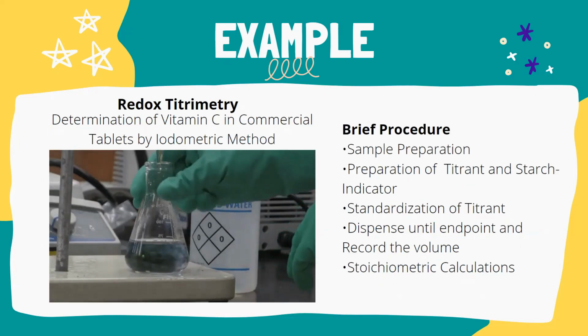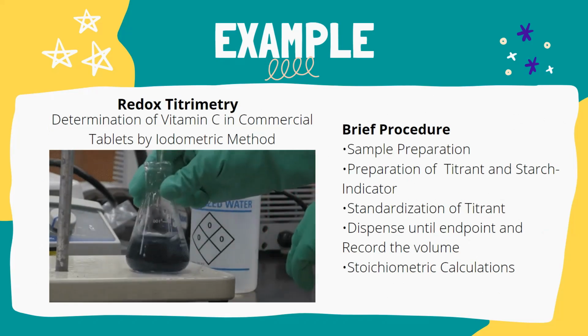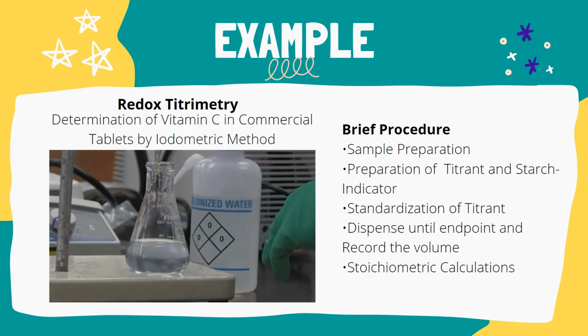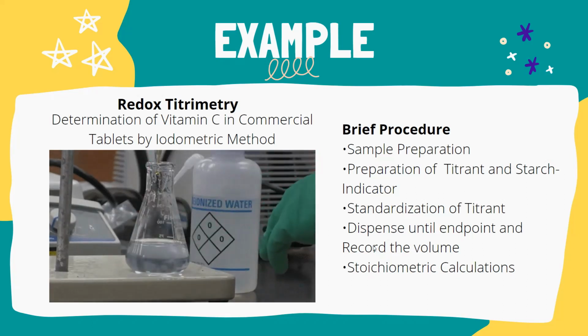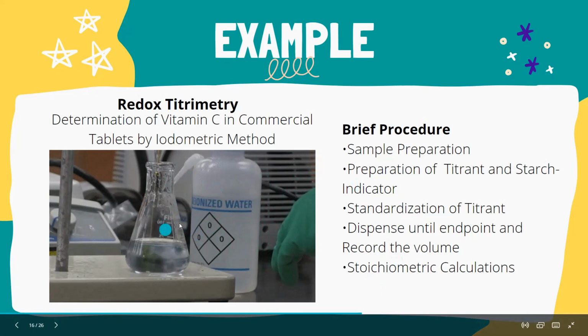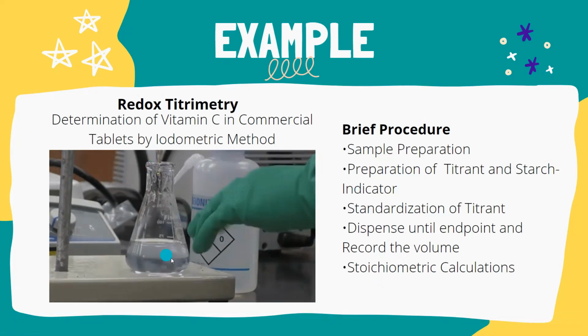For the redox titrimetry naman is determination of vitamin C in commercial tablets by iodometric method. So as part of the brief procedure, you do sample preparation of titrant and starch indicator, standardization of the titrant, dispensing of the titrant until the endpoint and recording of the volume, and then do stoichiometric calculations. Yung nangyayari dito sa picture is that this is already the endpoint and then this is just an overrun to validate if you have really reached the endpoint now already.